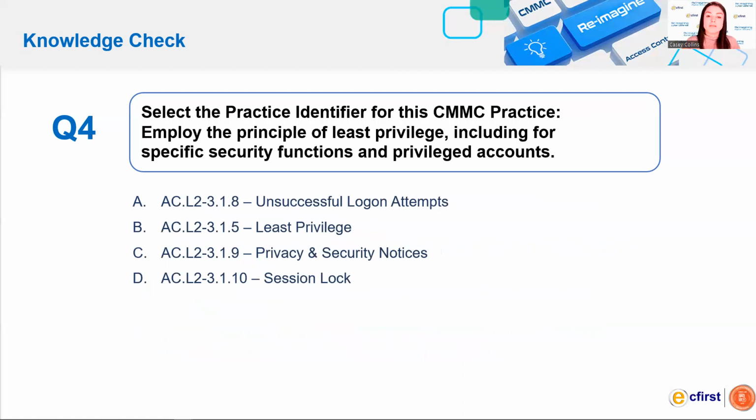Question 4, select the practice identifier for this CMMC practice. Employ the principle of least privilege, including for specific security functions and privileged accounts. And our answer here, of course, is B, least privilege, which is found at AC.L2-3.1.5.